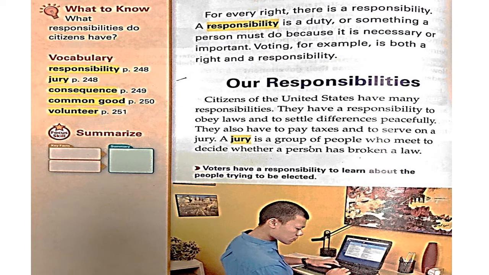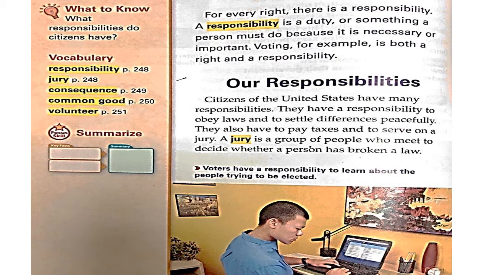Let's begin reading. For every right, there is a responsibility. A responsibility is a duty or something a person must do because it is necessary or important. Voting, for example, is both a right and a responsibility. Our responsibilities. Citizens of the United States have many responsibilities. They have a responsibility to obey laws and to settle differences peacefully. They also have to pay taxes and to serve on a jury.